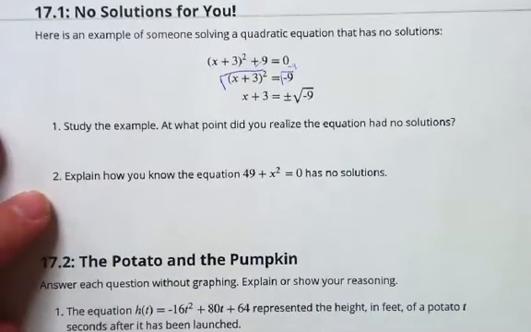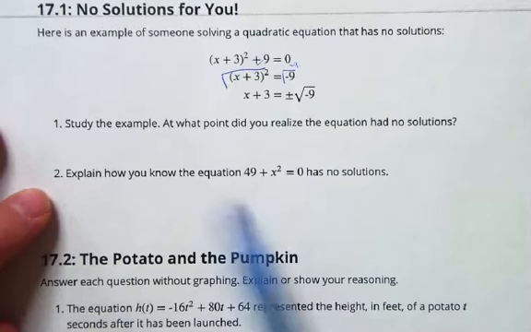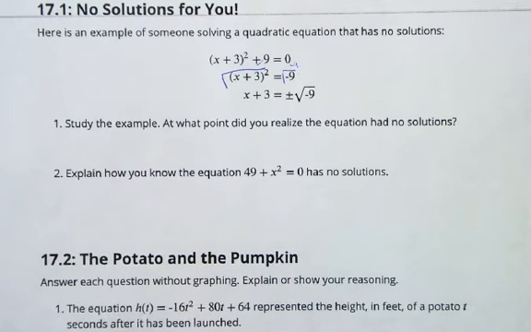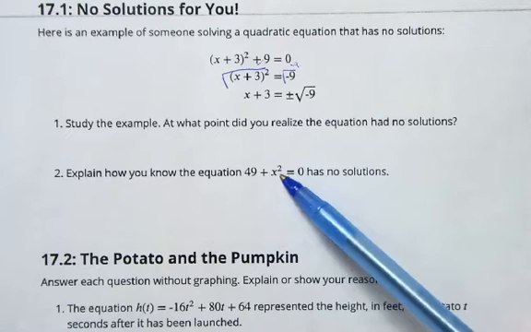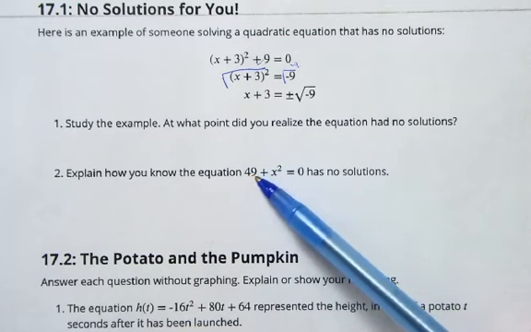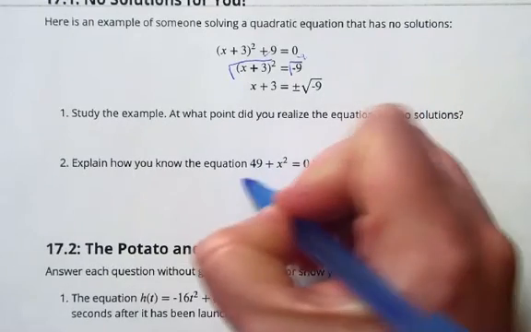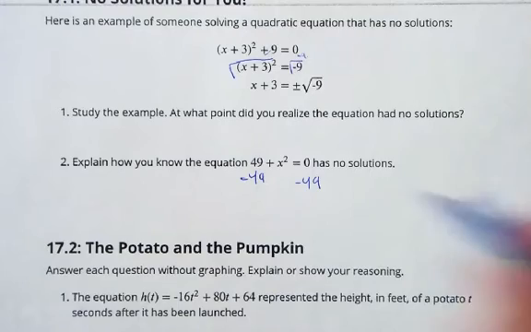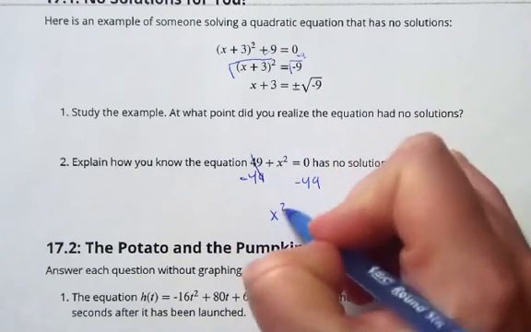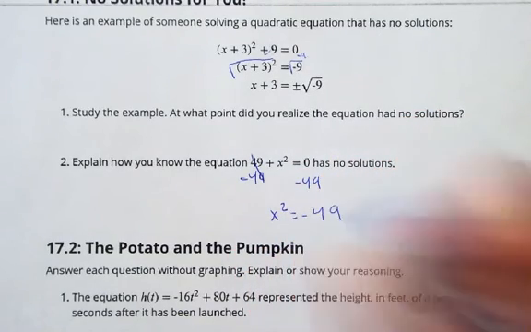For number 2, it says, explain how you know the equation 49 plus x squared equals 0 has no solutions. Well, in my head, I know that I need to get the x squared all by itself, which means I have to get rid of this 49 that's being added to it. It's a positive 49, which means that I would subtract 49 from both sides. So that cancels out, and that leaves me with that.